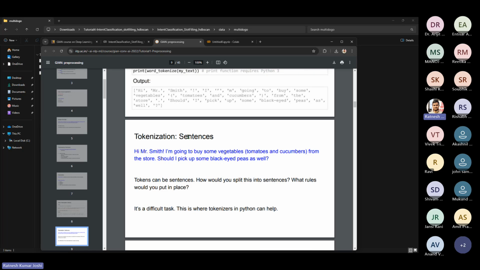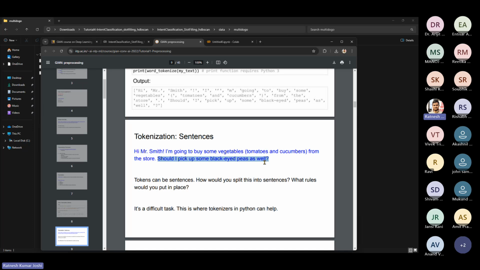Similarly, let's say we do tokenization here based on sentences. So this particular same sentence, when tokenized based on sentences, this one will be the first sentence. Hi, Mr. Smith. I am going to buy vegetables, tomatoes and cucumber from the store. And then should I pick up some black-eyed peas as well? So you can think of it as these three sections if you are taking any punctuation mark as an end of sentence, right?